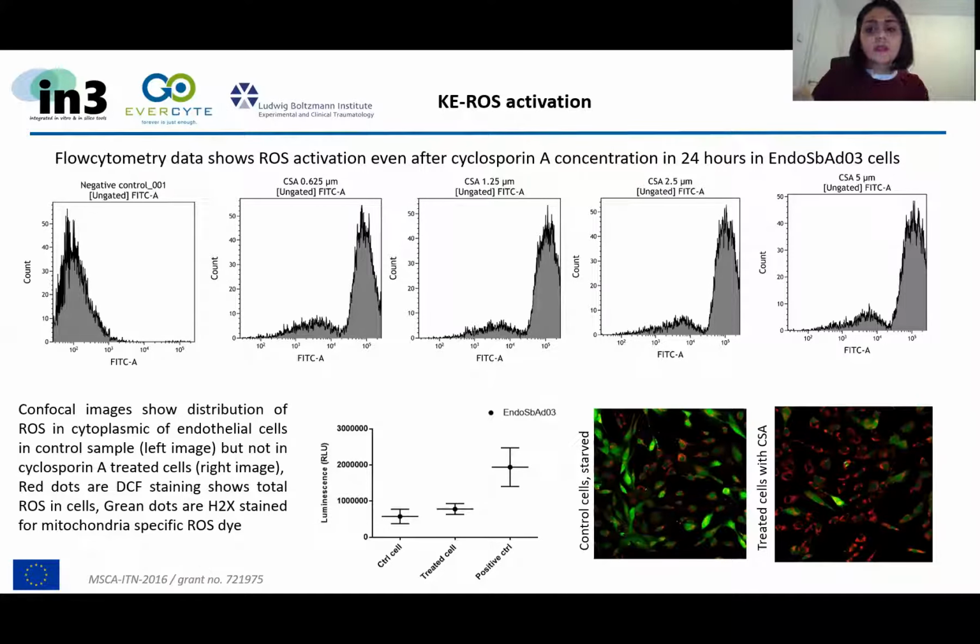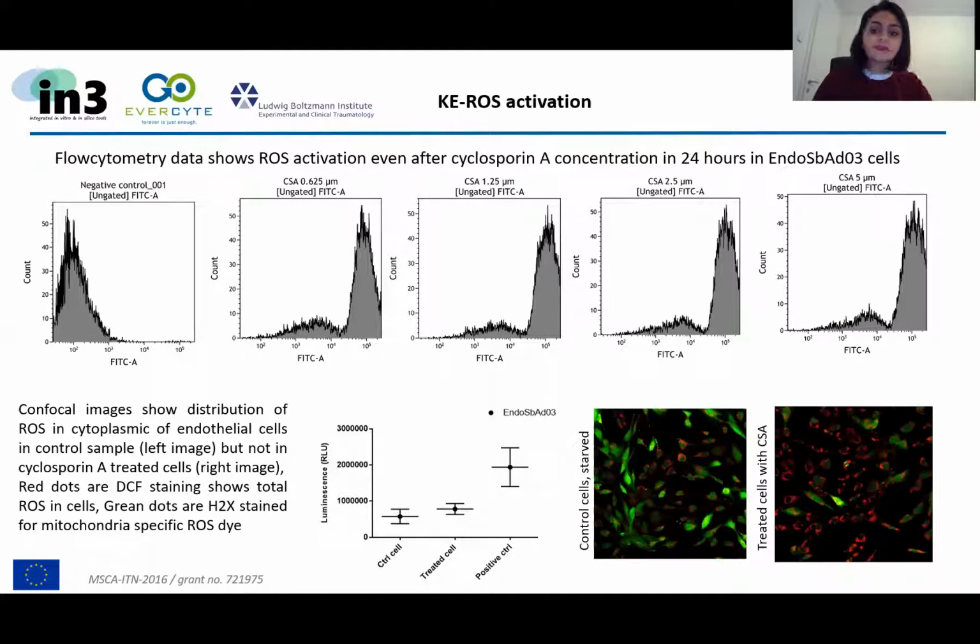Okay, this dye that we did for flow cytometry, which is the DCF staining, is measuring all the ROS in endothelial cells. So we wanted to see if the ROS is in total increased in endothelial cells. How is ROS activation in mitochondria of endothelial cells?